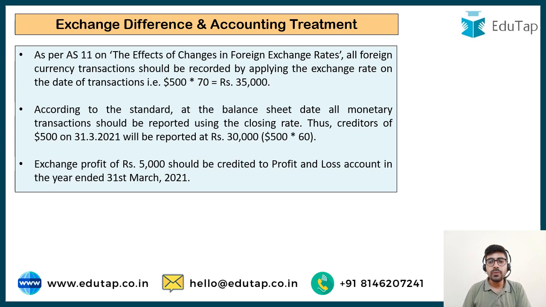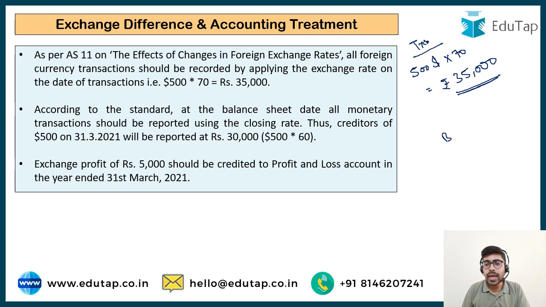Initially we purchased some goods, and on the date of transaction the exchange rate was $1 is equal to rupees 70. So $500 into 70, rupees 35,000. This was the amount of transaction which was recorded in the books of accounts. We booked our creditors for rupees 35,000 at the date of the transaction.